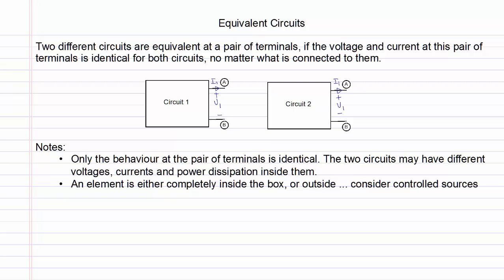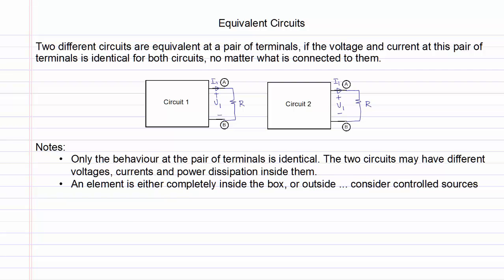For example, if we do not connect anything to the two circuits, then I1 will be 0 for both circuits, and we will have a voltage V1 across nodes A and B for both circuits. If we connect anything else, for example a resistor between terminals A and B of value R, we connect the same resistor across terminals A and B of circuit 2 as well, then once again the voltages V1 and the currents I1 will be equal. In fact, no matter what we connect between the terminals A and B, the voltages V1 and I1 will be the same for both circuits.